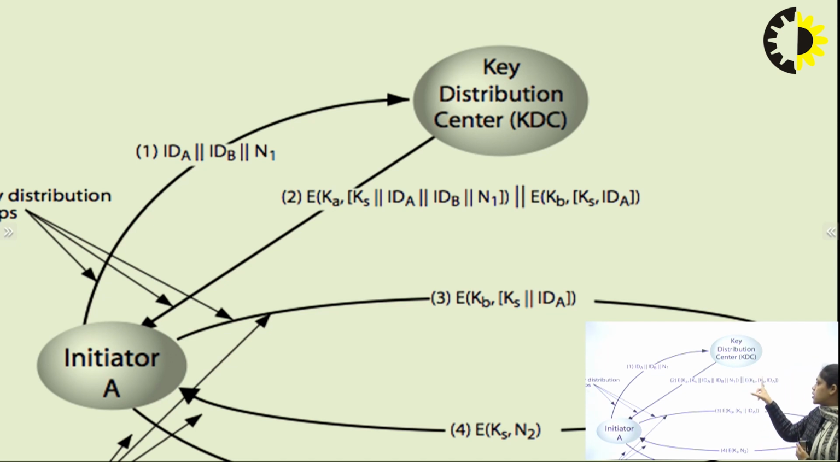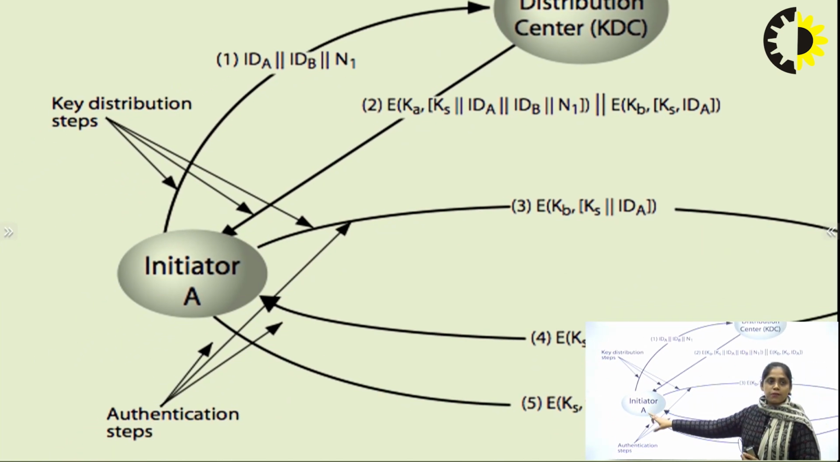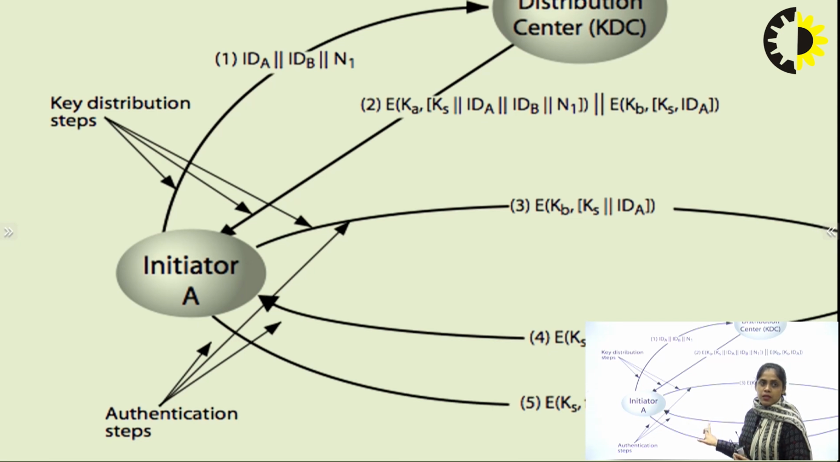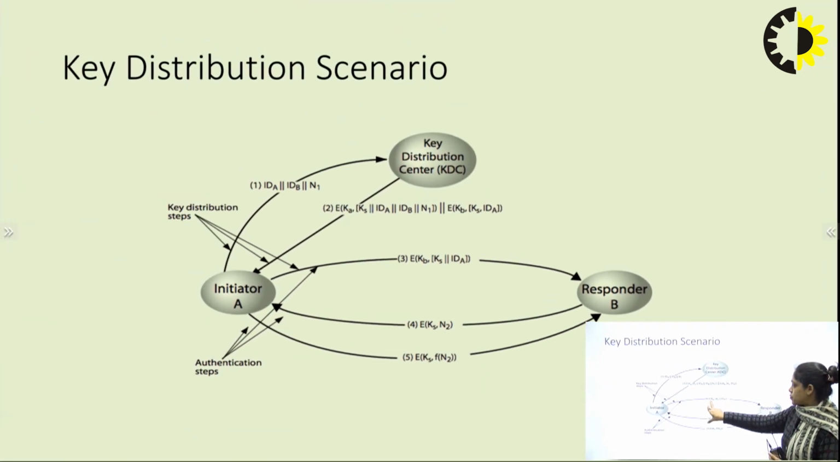Then it encrypts another part of this message, which is encrypted with the session key of B. Now this particular part is not accessible by the initiator A, which consists of the session key and the identity of A. When this information is received, initiator A will start communicating with the responder B. How is it going to respond? With the help of the session key which is provided, that is KS.